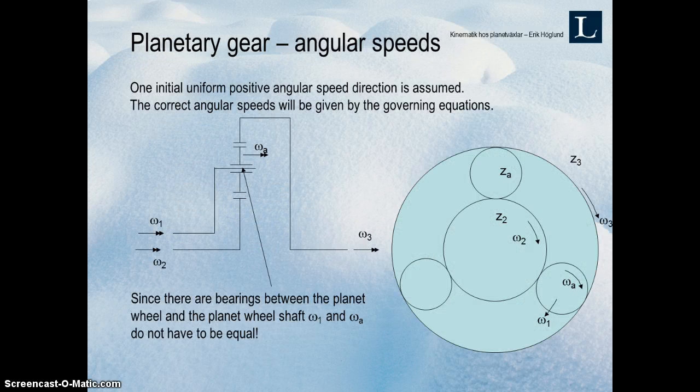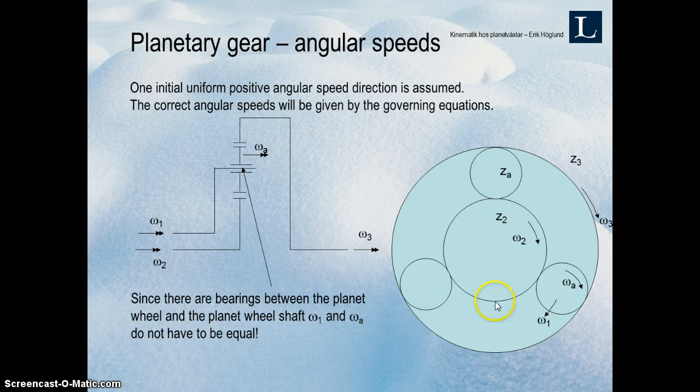Now, the angular speeds. If you recall from the last recording, we define a number of positive speeds, the omega 1, 2, 3 and A, indicated here by the arrows. So that means that all these rotational speeds are assumed to be initially positive, indicated by this direction. Okay, here you have the positive directions on all of these angular speeds.